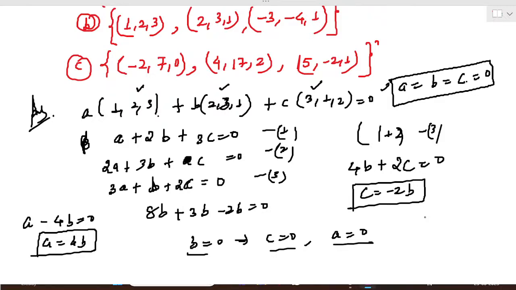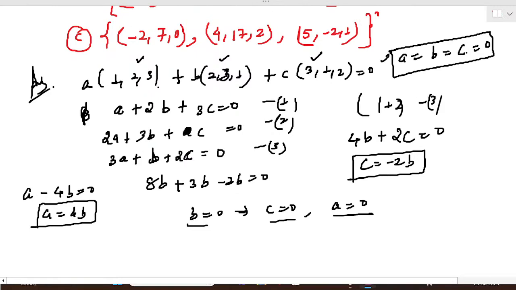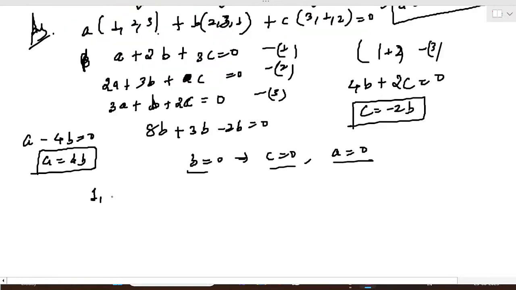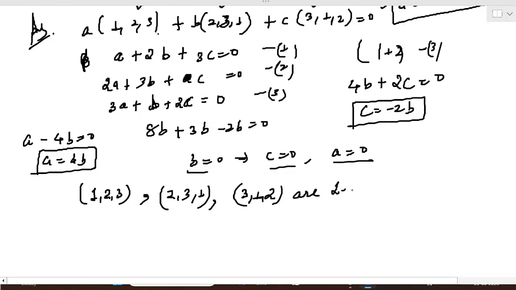Okay, so we can say that this set of vectors, which is (1, 2, 3), (2, 3, 1), and (3, 1, 2), are linearly independent to each other, since alpha times this plus b times this plus c times this equal to 0 has given us a equal to b equal to c equal to 0.